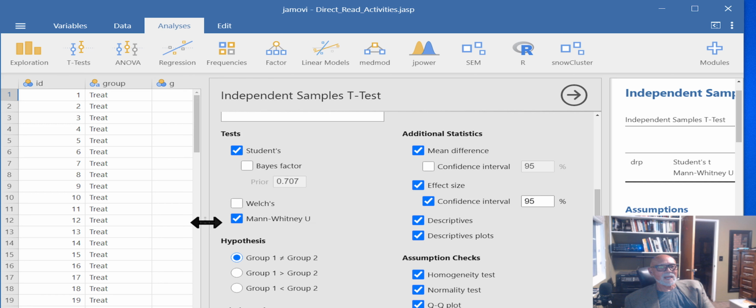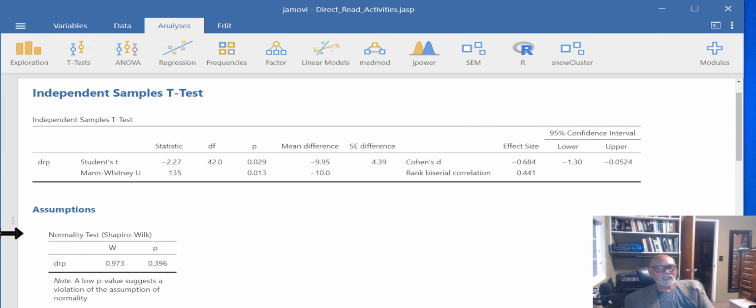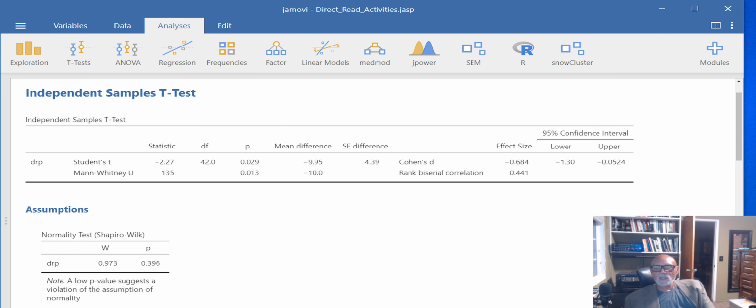Okay, so meantime, let's take a look at our output. And what you see here is the statistic for the t. That doesn't mean a lot to us right now, but this one does. And that is telling us that this probability is beyond the 0.05 level. So we have a significant difference between the treatment and control groups. And here are the mean differences. And here is the standard error difference.